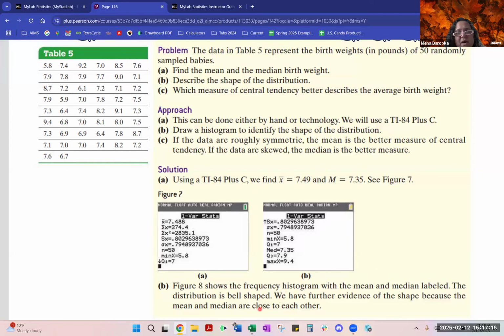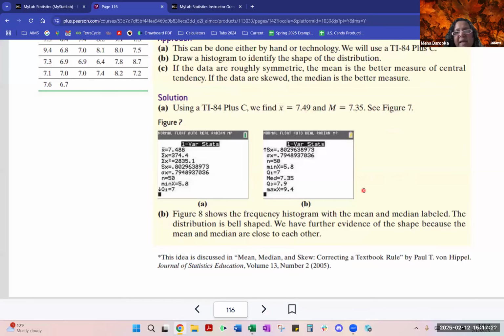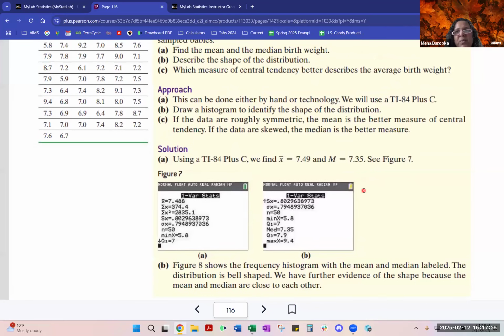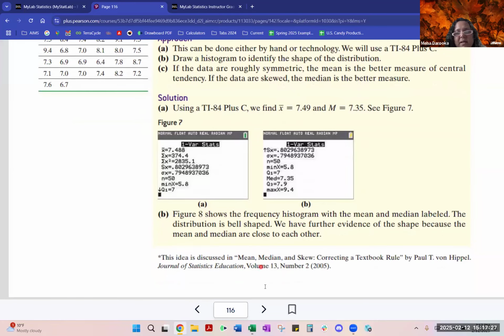The mean and the median are close to each other. So they're not equal, but they are fairly close to one another. And that's a good argument that we can make on the shape of the distribution.